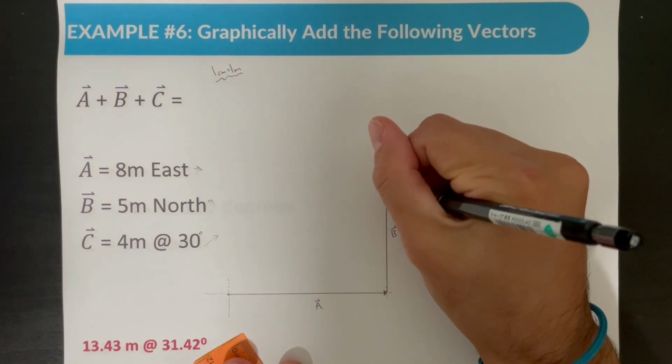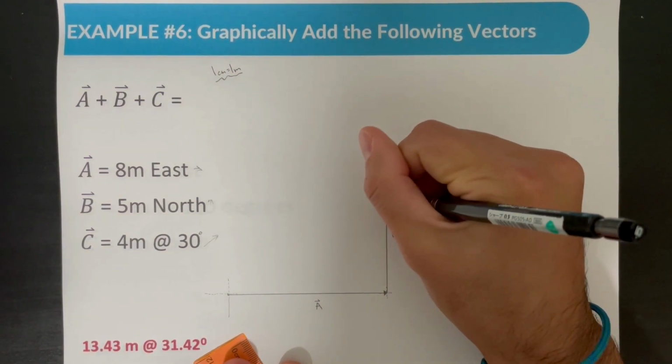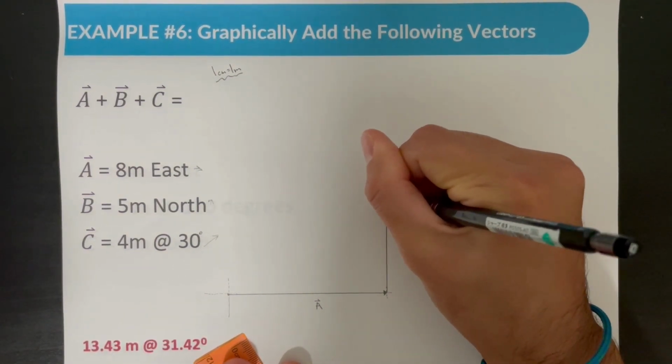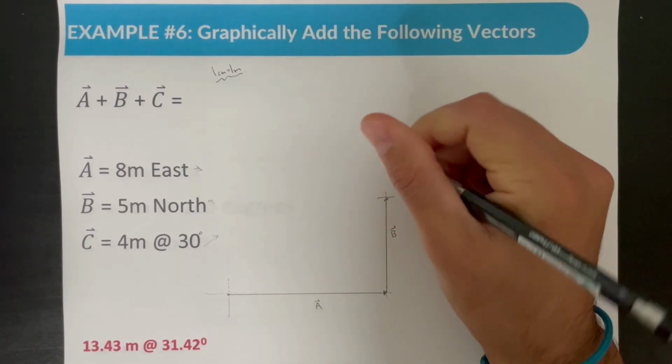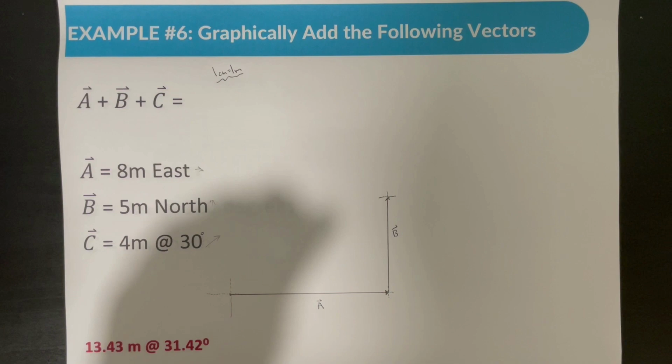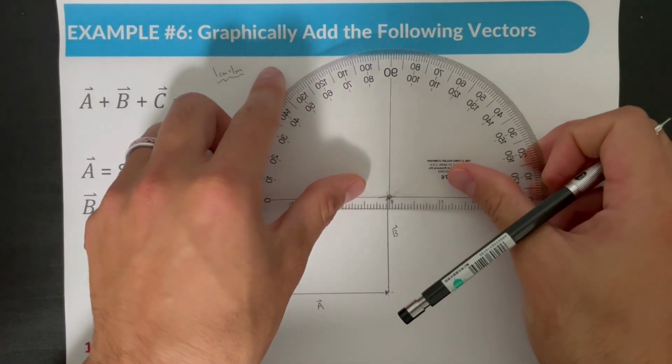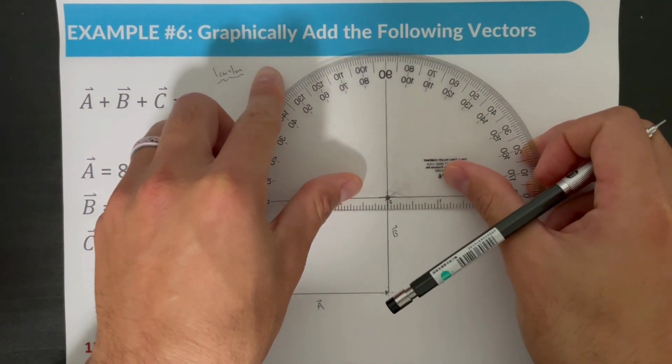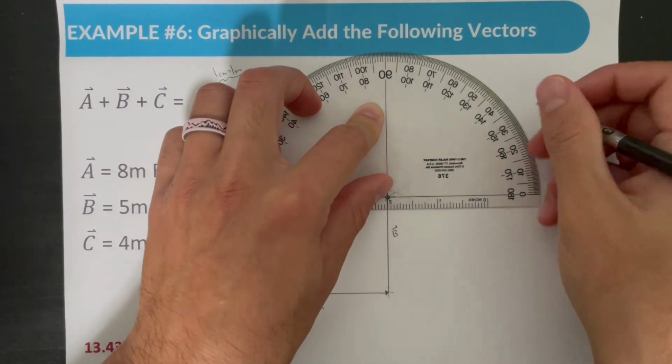And then last one over here. And this is a little bit more where the cross section becomes helpful. Of course, this is where you're starting from. But, okay, so this is a little bit different. So 4 meters at 30 degrees. We're actually going to need the protractor in this instance. So I'm going to go like this. And then I see 30 degrees.